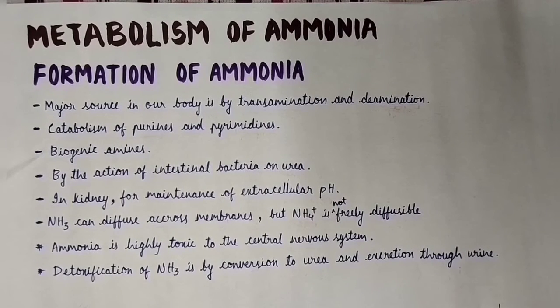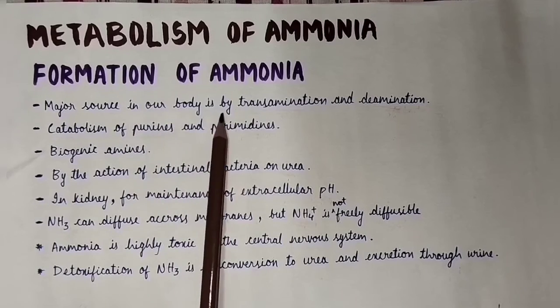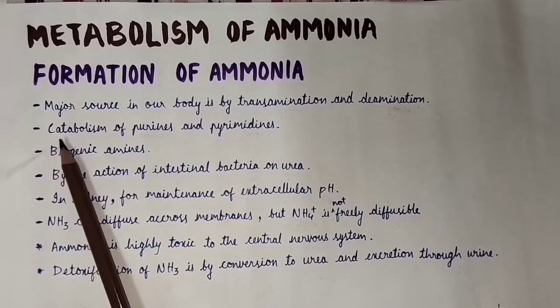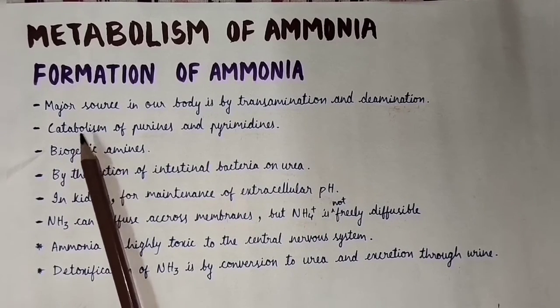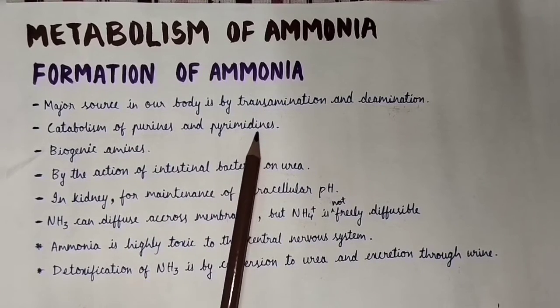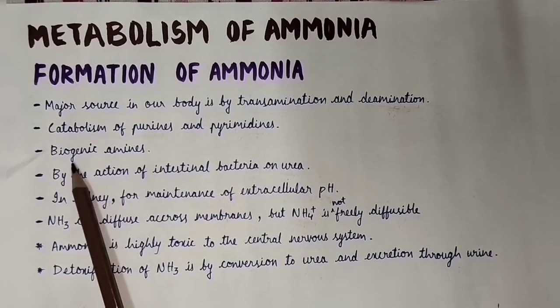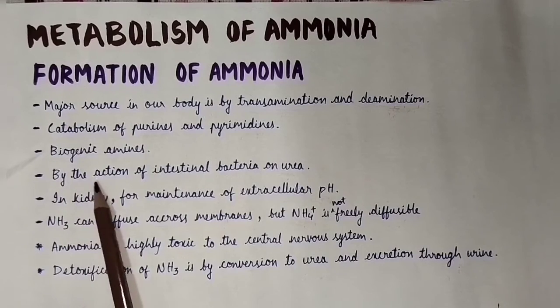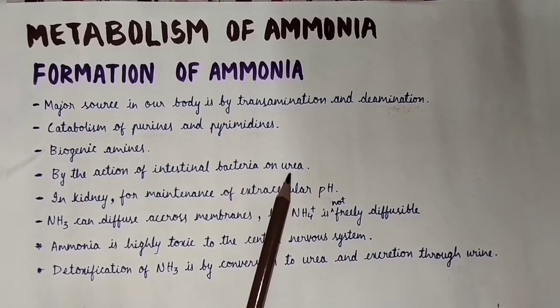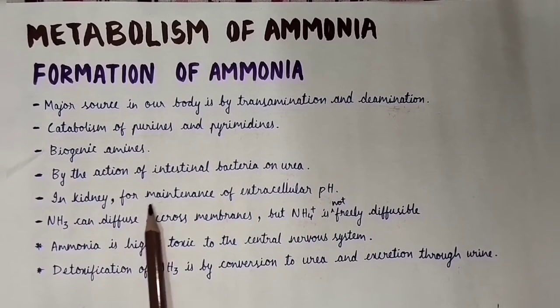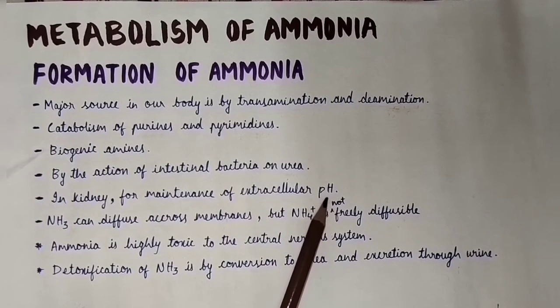So our next topic is metabolism of ammonia. First we'll look at formation of ammonia. The major source of ammonia in our body is transamination and deamination reactions. A small amount of ammonia is formed by catabolism of purines and pyrimidines. Also, ammonia is formed from biogenic amines. In the intestine, by the action of intestinal bacteria on urea, ammonia is liberated. And in the kidneys, it is used for the maintenance of extracellular pH.